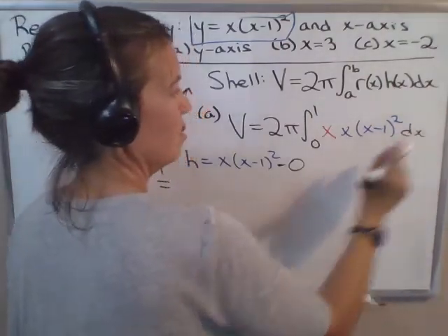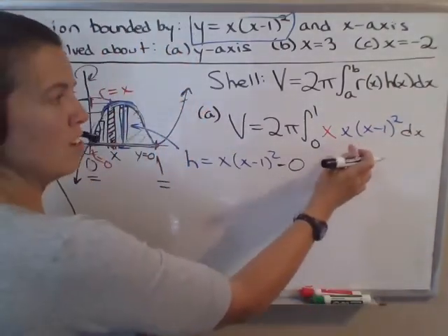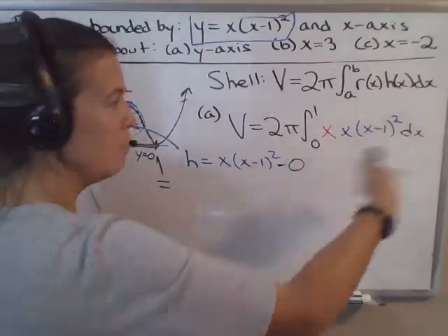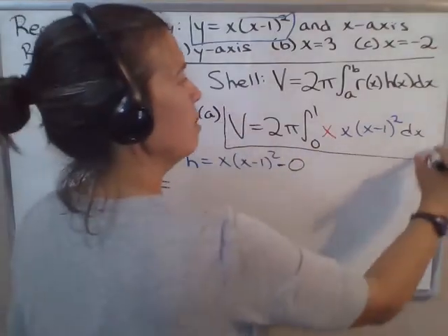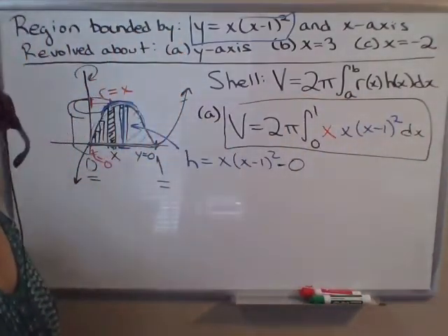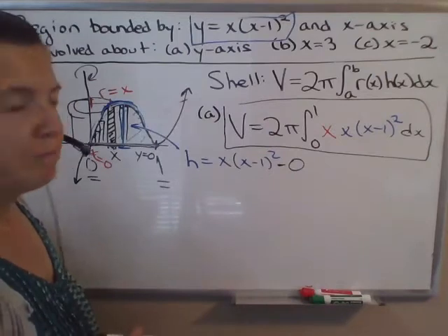And then dx. So yeah, we can multiply this out. This is x squared. If you were going to evaluate this, you would multiply out the (x minus 1) squared and so on. In the homework, I'm okay with it if you leave it like this. So there's your answer to part A.